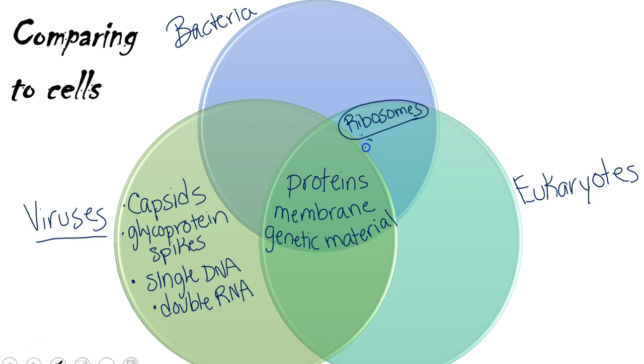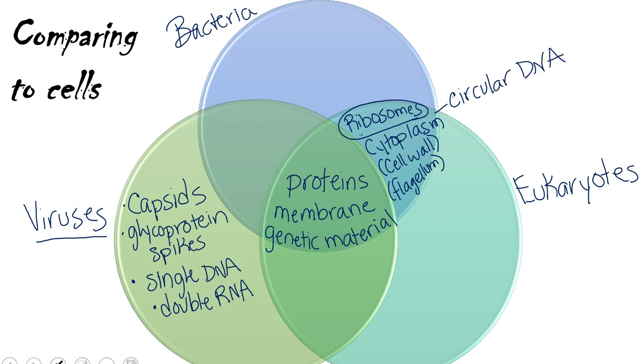Bacteria and eukaryotes also have cytoplasm. They may have a cell wall, so I'll put that in parentheses. They may also have a flagellum. And both also have circular DNA somewhere. In bacteria, it's their main chromosome. In eukaryotes, we find circular DNA inside of mitochondria and inside of chloroplasts.